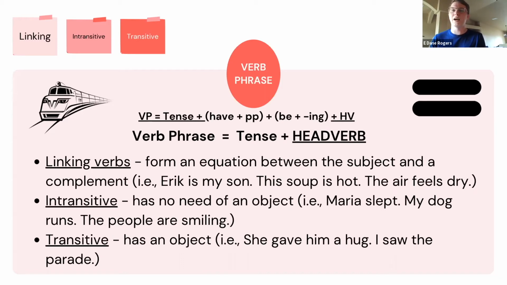But I stared or I looked. These don't need objects. So in English, possibly like Spanish, there are 2 or 3 different verbs that mean the same thing. Their difference is grammar. Does it need an object? Does it not need an object?